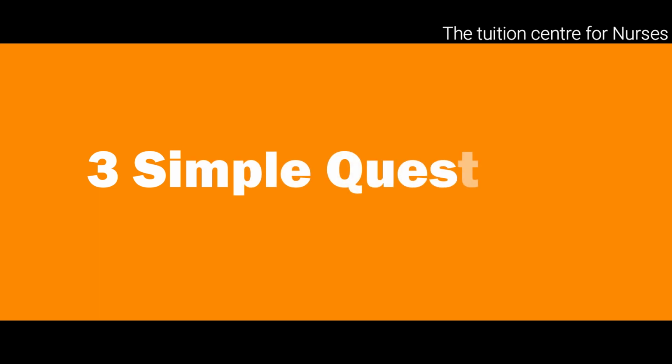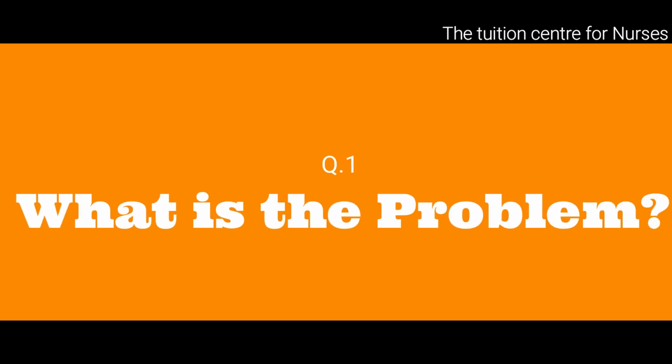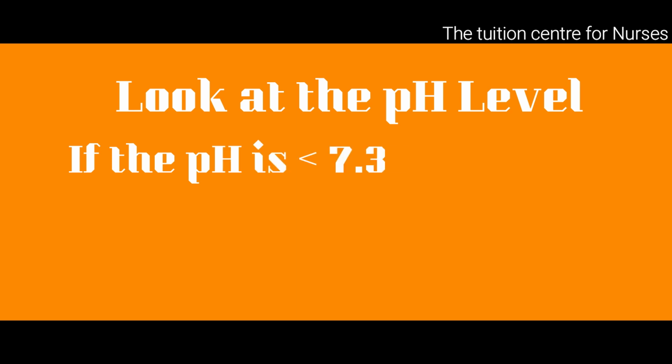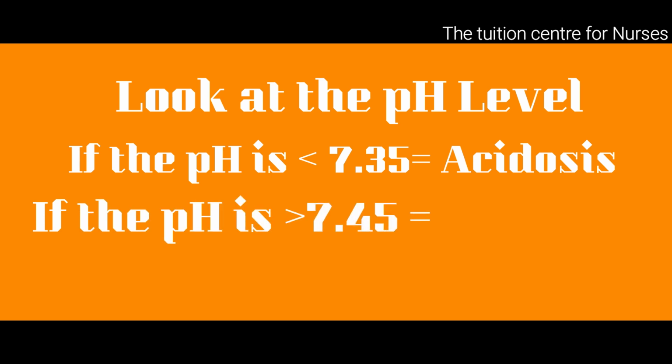After this, you must ask 3 simple questions to find out what's going on in ABG. So let's start one by one. Our first question should be, what is the problem? Yep, you have to figure out where the problem is. So for that, look at the pH level and determine it. If the pH is less than 7.35, then consider it as a case of acidosis. And if the pH is greater than 7.45, then consider it as a case of alkalosis. Our first question is now over.